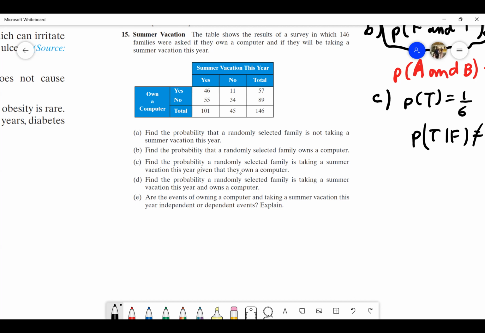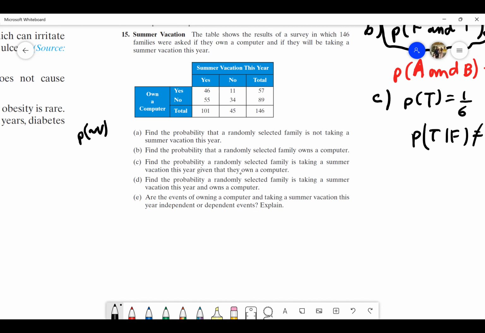So what's the probability of not vacation? Well, first of all, look at the table. The table asks 2 questions: if they own a computer or don't own a computer, and if you're going to take a vacation or not in the summer. So let's just analyze the table for a second. How many people are taking a summer vacation this year? Not taking it? How many total people were asked? How many people own a computer? How many people don't own a computer?